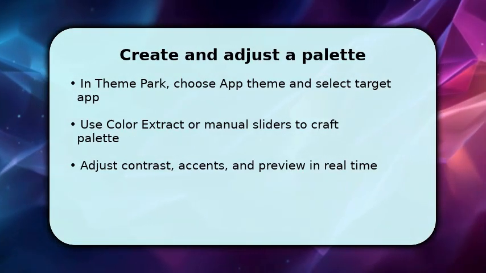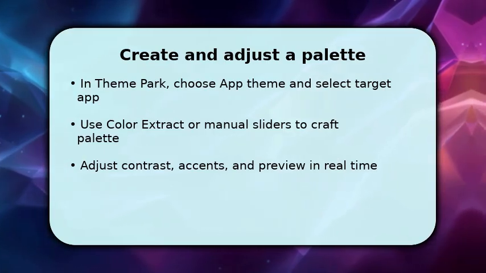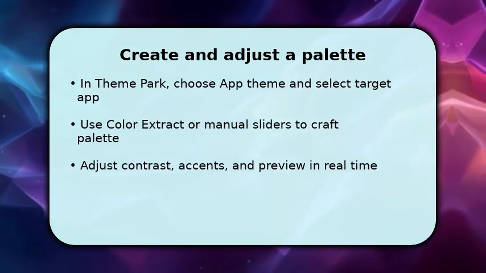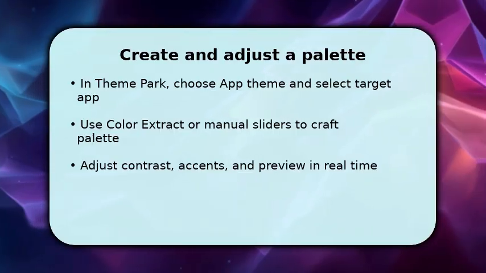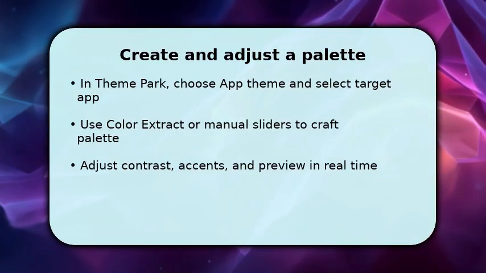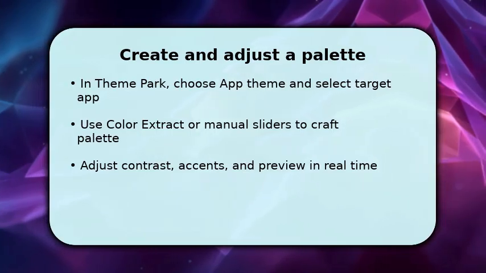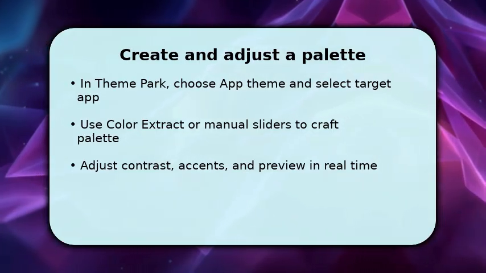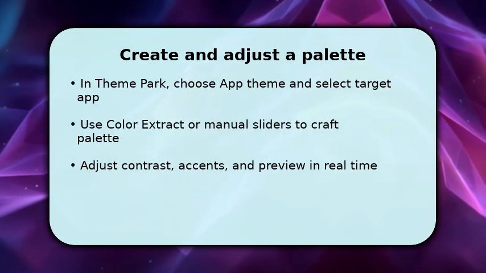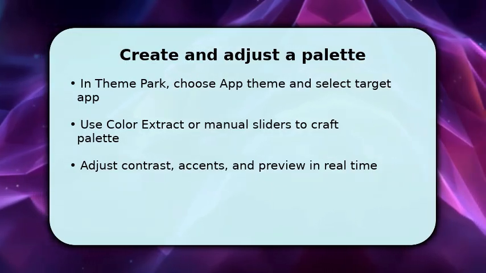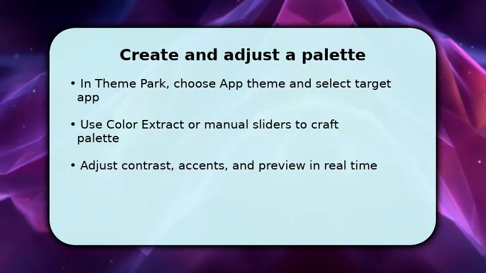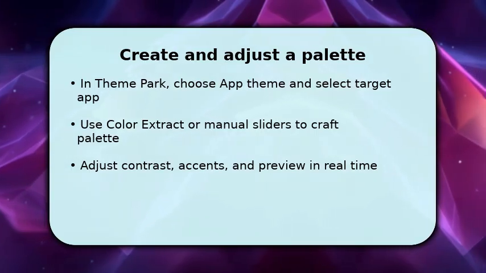Use Color Extract to pull tones from a wallpaper, or tap the sliders to refine primary, accent, and background hues manually. As you tweak saturation and contrast, the preview updates. Make sure buttons and text remain readable. When satisfied, save the palette. Theme Park stores it as a named theme. You can apply it immediately to the app or system UI.